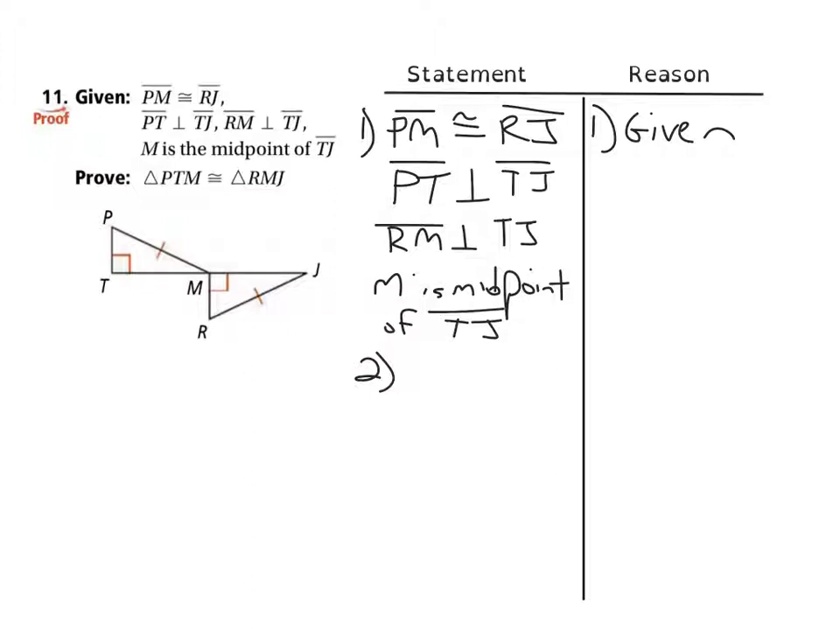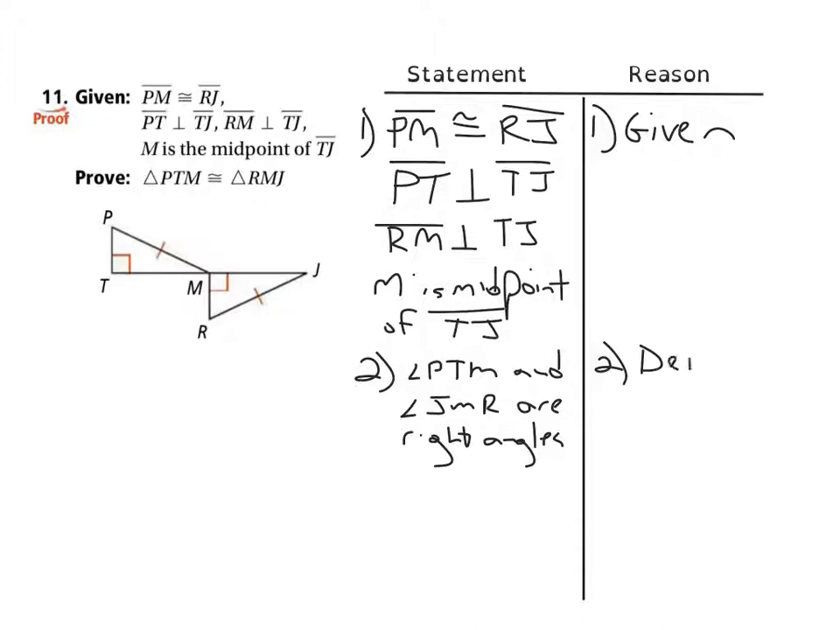Well, one of the places that we can go from there is we can then determine that these angles are right angles. And so I'm going to say angle PTM and, we have two angles like this, PTM and JMR, angle JMR, are right angles. And how do we know that? That is the definition of perpendicularity.